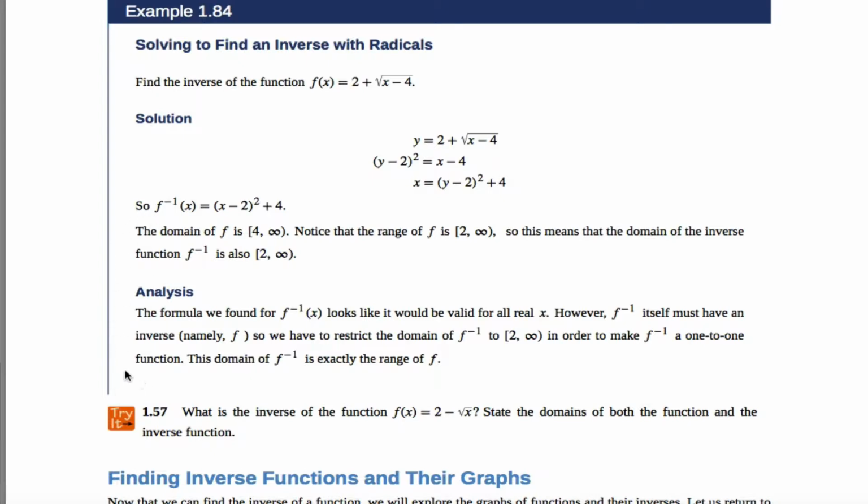But I think it's a little hard to understand how important all this verbiage is here, so I'm going to try to talk you through it. The first thing is to go into it naively, I suppose. Find the inverse of this function. Well, I've got a function, so I can find the inverse.